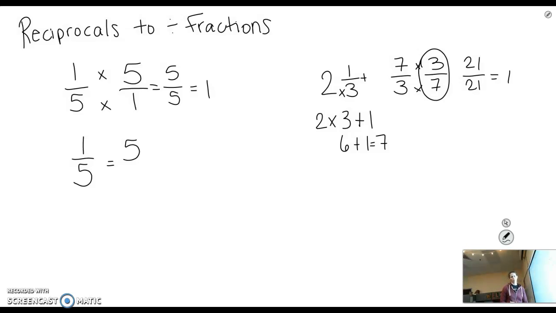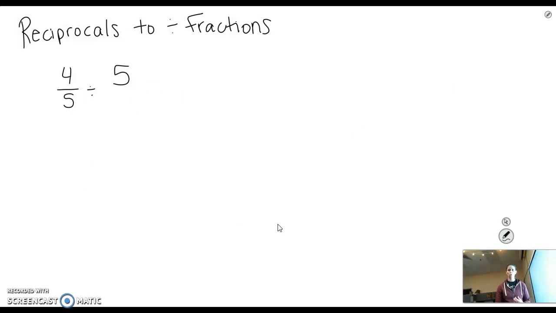So let's look at the reciprocal of 2/3. What do you think the reciprocal of 2/3 is? Write it down. If you wrote down 3/2, you are correct. All right, so now let's put those new reciprocal skills into use and divide some fractions.